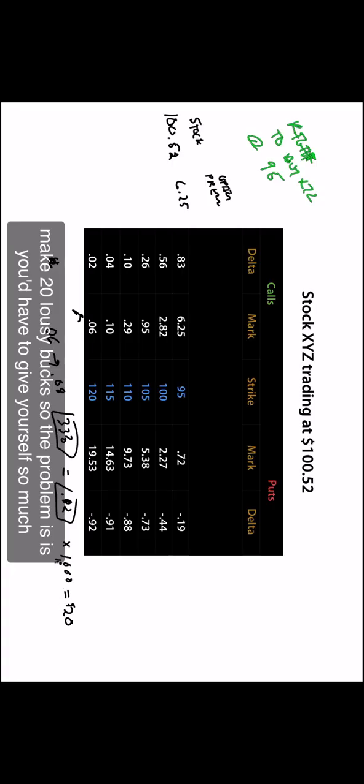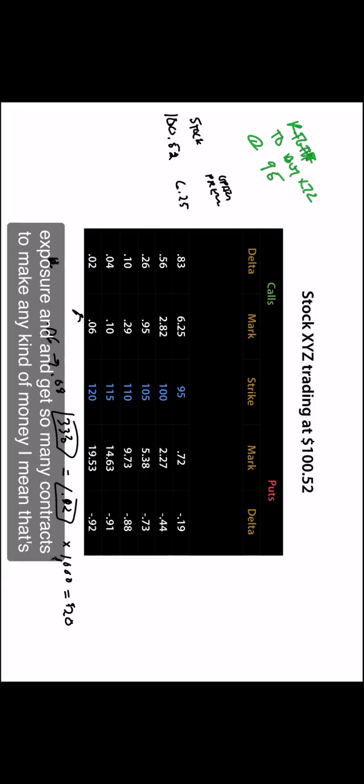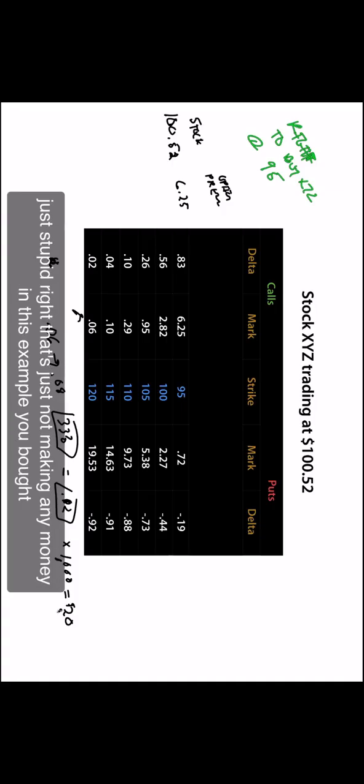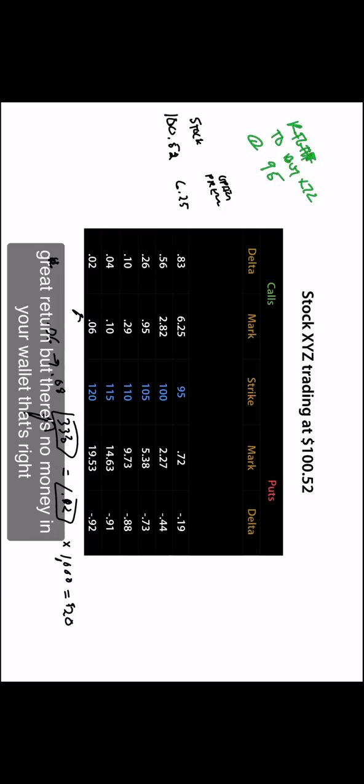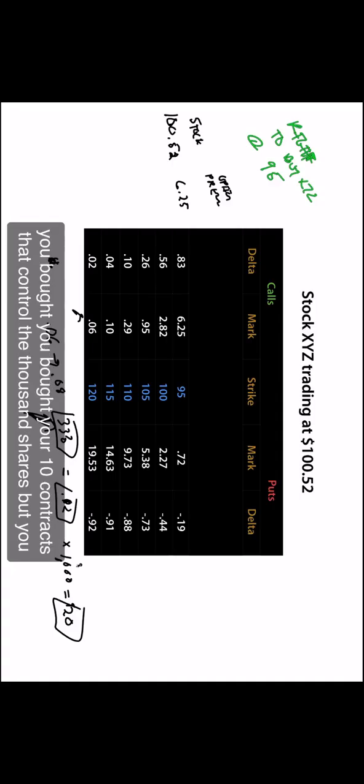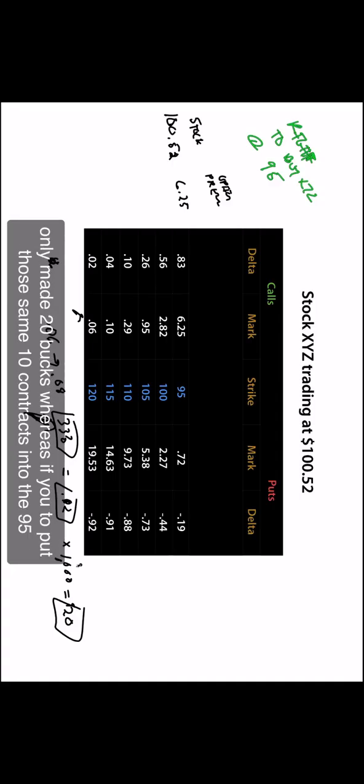So the problem is you'd have to give yourself so much exposure and get so many contracts to make any kind of money. I mean, that's just stupid, right? That's just not making any money. In this example, you bought great return, but there's no money in your wallet. That's right. You bought your 10 contracts that control the 1,000 shares, but you only made $20.